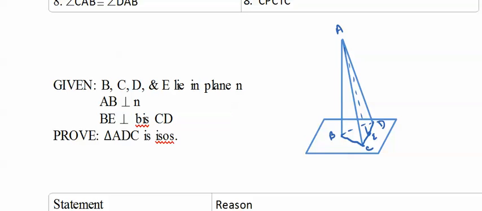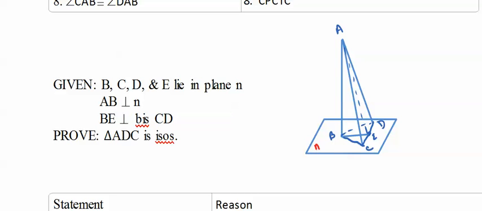In the second example that we're going to look at, we're given another three-dimensional figure, and we're given that B, C, D, and E are all lying in plane N. I should label N here. And that line segment AB is perpendicular to the plane N, and BE is a perpendicular bisector of CD. We're trying to prove that triangle ADC is isosceles.